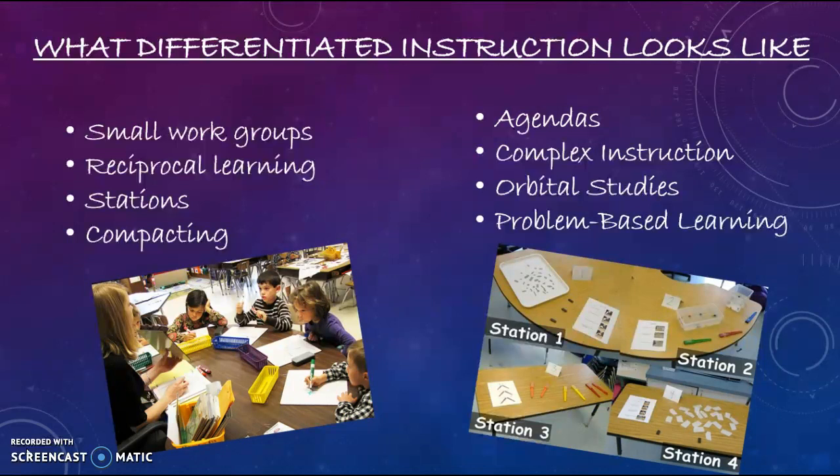Complex instruction and orbital studies kind of go together. This is where students use the big ideas. They are doing independent investigation, in which the teacher is just there to ask questions and to help their students think more critically about what they are learning about.